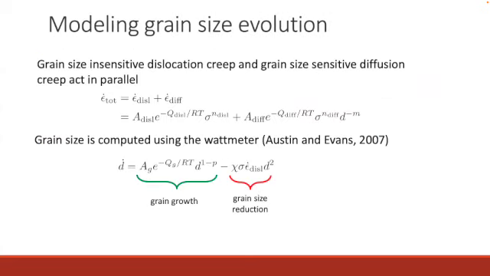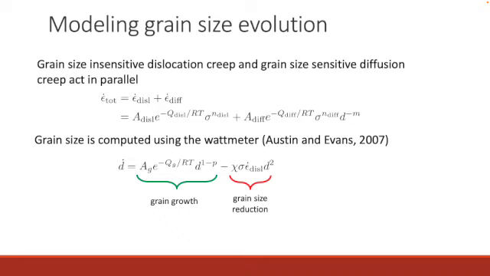My model includes both grain size insensitive dislocation creep and grain size sensitive diffusion creep operating in parallel. So the total viscous strain rate is equal to the sum of the dislocation creep strain rate and the diffusion creep strain rate. The dominant deformation mechanism is the one with the fastest strain rate. So as you can see from this d to the minus m term, that's the grain size raised to an exponent, the diffusion creep becomes relatively more important as the grain size becomes smaller.